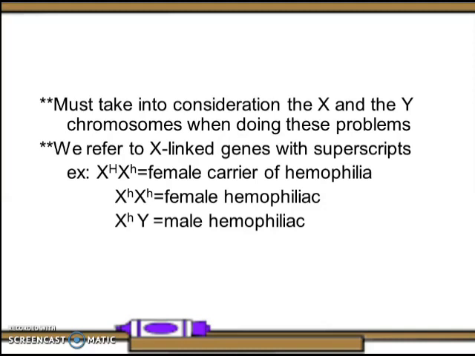Must take into consideration the X and Y chromosomes when doing these problems. In crosses and family trees involving sex-linked genes, the sex chromosomes are represented by the symbols X and Y, and the alleles of the sex-linked gene by appropriate superscript. We refer to X-linked genes with superscript, and this is the genotype of a female carrier of hemophilia, this is the genotype of female hemophilia, and this is the genotype of male hemophilia.